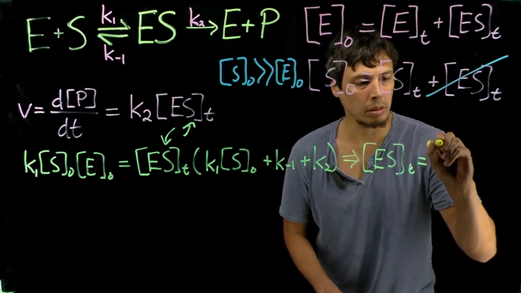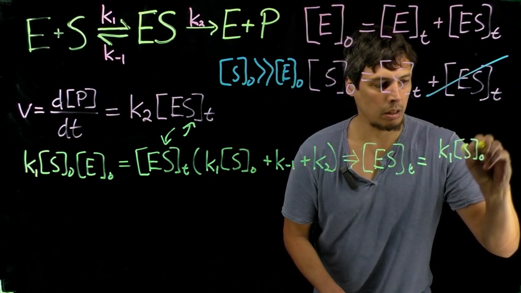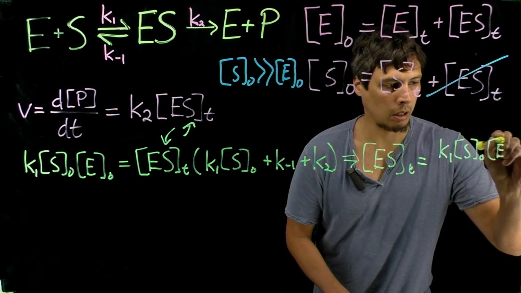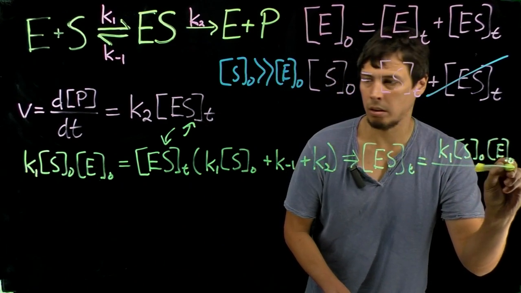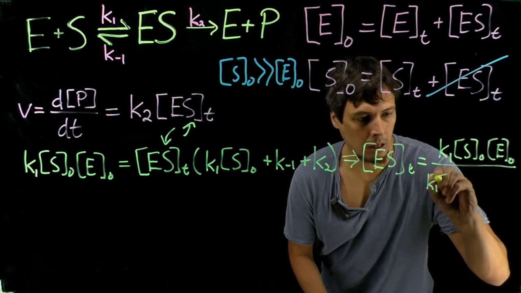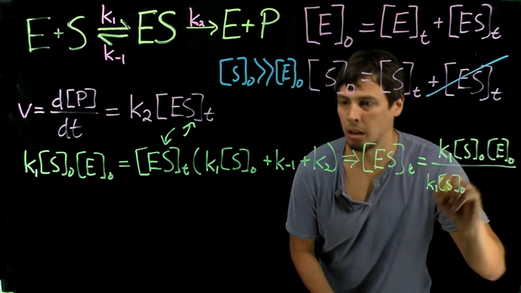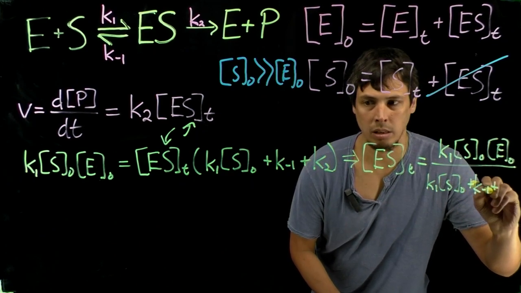And that's going to be equal to K1 S naught E naught all over K1 S naught plus K minus 1 plus K2.